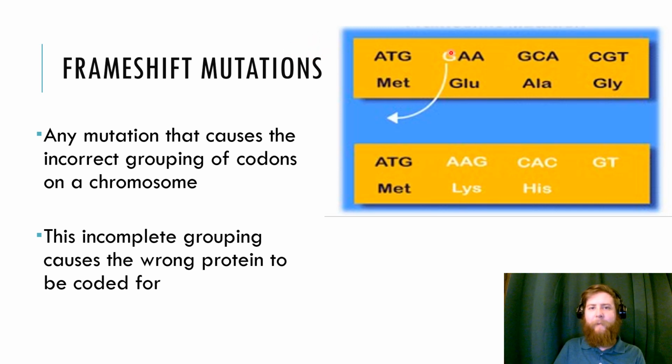So when this happens, like this one is a deletion, this causes the wrong protein to be coded for. Instead of methionine, glutamine, alanine, glycine, it's now methionine, lysine, histidine, and then this one's not even there. So this one's smaller, and it's the wrong amino acids. So frameshift mutations are the ones that are usually pretty bad, usually your lethal mutations.